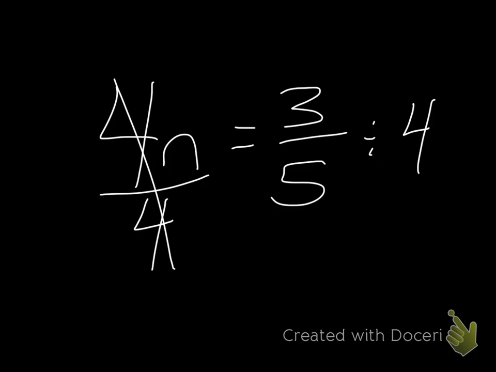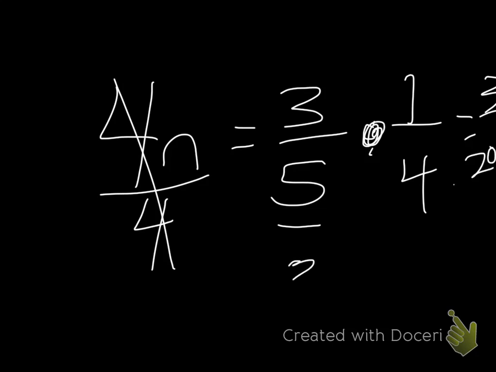Now, that's where our other thing comes in handy. We're going to divide, so that means we keep the 3/5, switch this to multiplication, and then flip 4, because 4 over 1 is 4, so it becomes 1/4. Then we multiply across, and we get 3/20. And that's our answer.